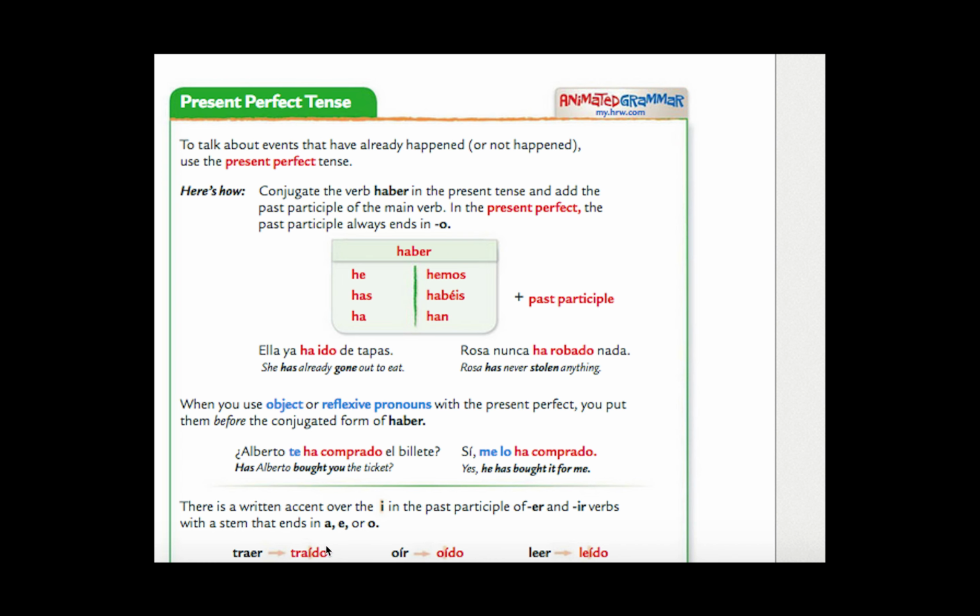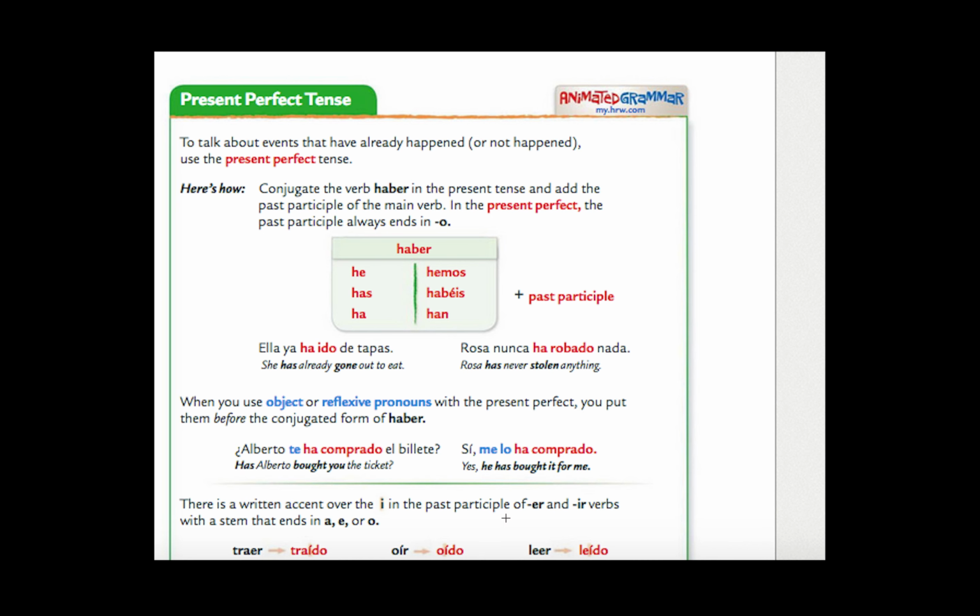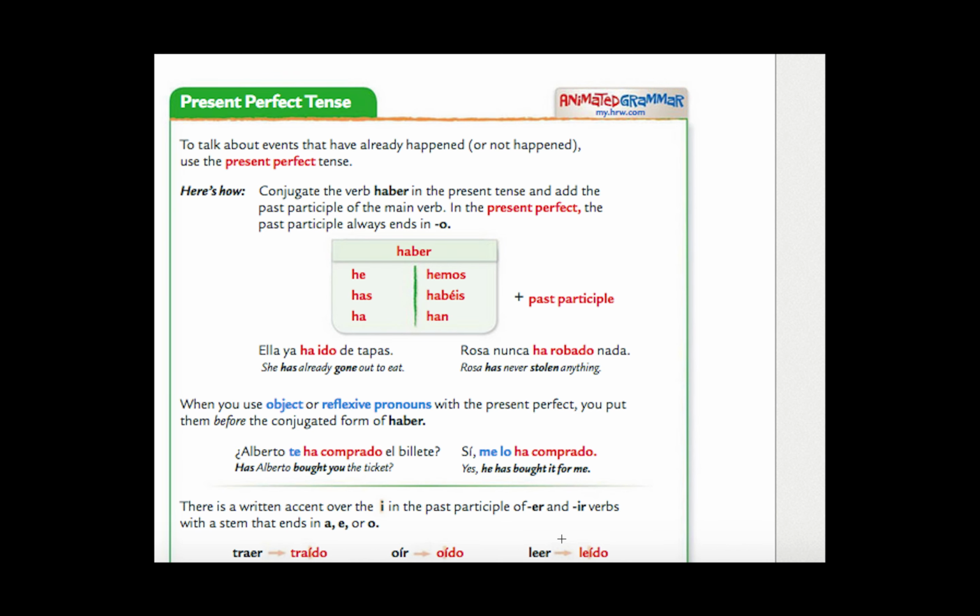So you must have the accent mark in the I, and then yeah, you add the ido, but you must have the accent mark on the I, okay? And this applies only for the verbs that end in ER and IR, not for the AR. So IR or ER, no AR, okay? Be careful. They're just those three verbs. That's it. That's just three verbs.